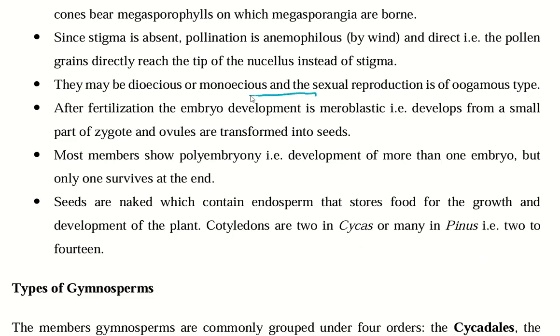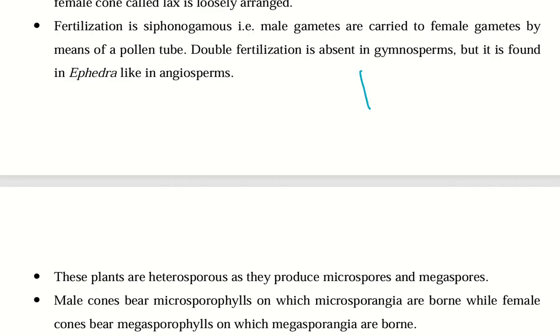And likewise, talking about sexual reproduction, it is of oogamous type. And talking about the anemophilous type of pollination, the pollen grains directly reach the tip of the nucellus instead of the stigma, as it is absent here. And likewise, in most members there is polyembryony, that is the development of more than one embryo, but only one survives at the end. And after fertilization, the embryo development is the meroblastic type, that is, it develops from a small part of the zygote, and the ovules are transformed into seeds.